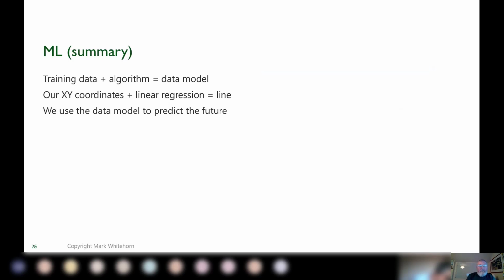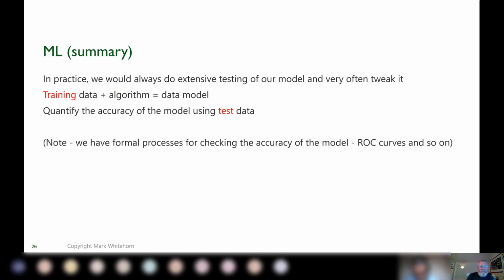Okay, so a quick summary of where we've got. We take training data, put it through an algorithm, and that produces a data model, which is a distillation of the information in that. In our case, I had my XY coordinates, I used linear regression, and that produced a data model which was a line. Then we used the data model to predict the future. We often use training data and test data, training data to create the model and test data to verify how good it is.